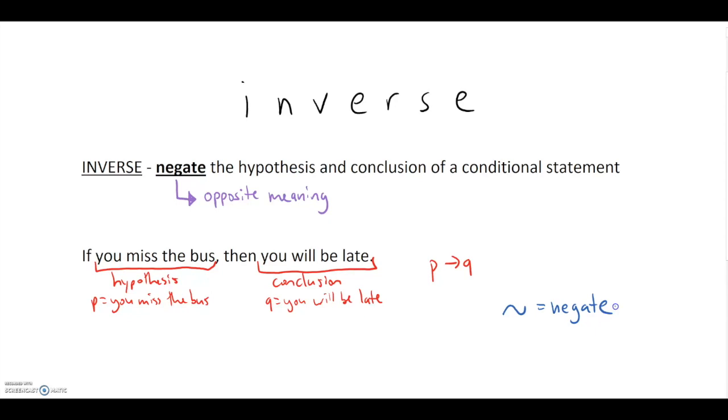This squiggly line represents negate, or the negation. And to create our inverse, we have the negation of P and the negation of Q, and we read, if negation of P, then negation of Q.